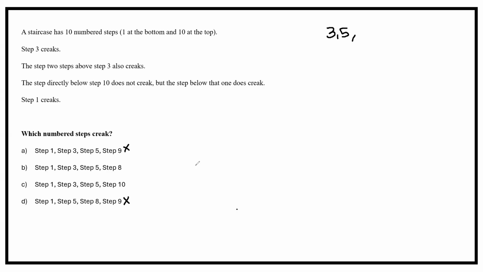And then it says step 1 creaks. So it's either B or C. So what do we do now? I don't really know. So I'll tell you what we do, Annabelle. Go back to this line here. If you read that line again, see if you've missed anything.